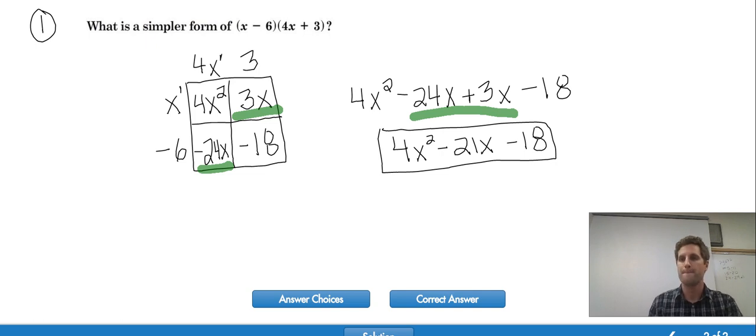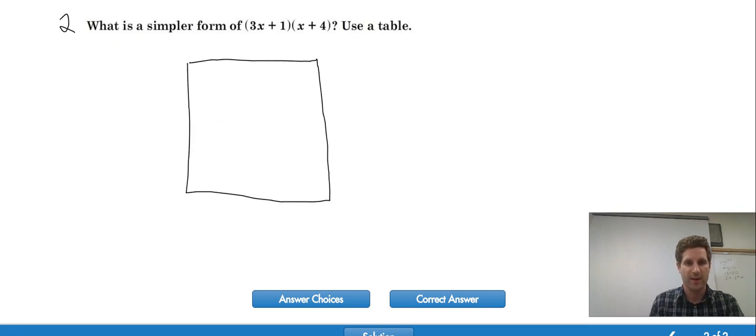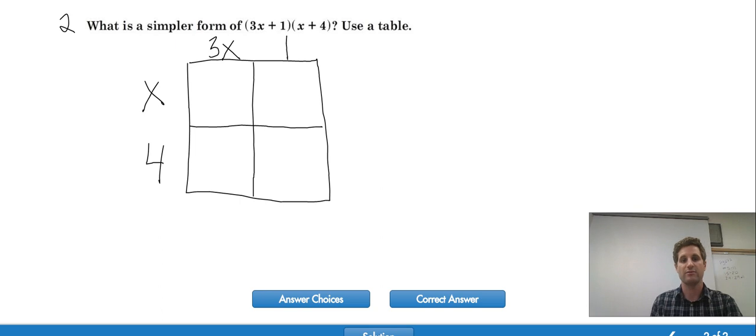Okay, we're back for number 2, and we're doing box method again. This time the box is getting bigger. Why? No reason at all. Let's put x plus 4 over here, because we did it different last time. Might as well. 3x and 1. Everything's positive, so there's no negatives here, which is kind of nice. Again, if it helps you, put a little 1 on the x.